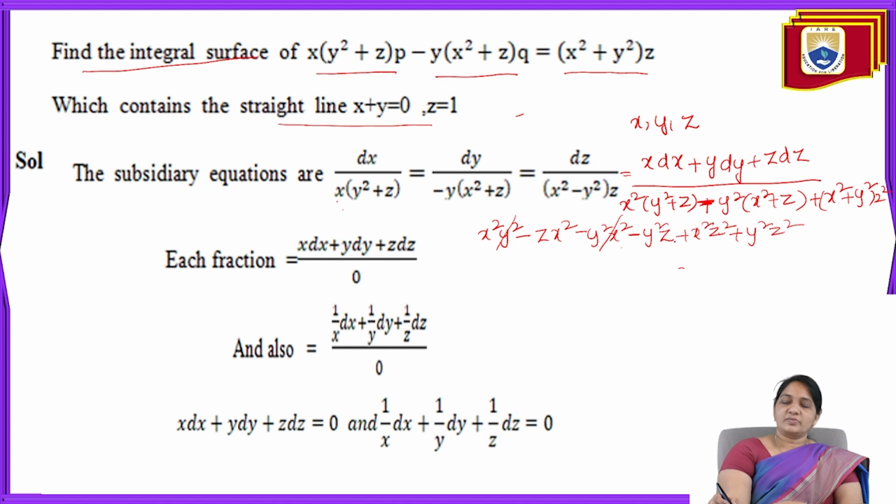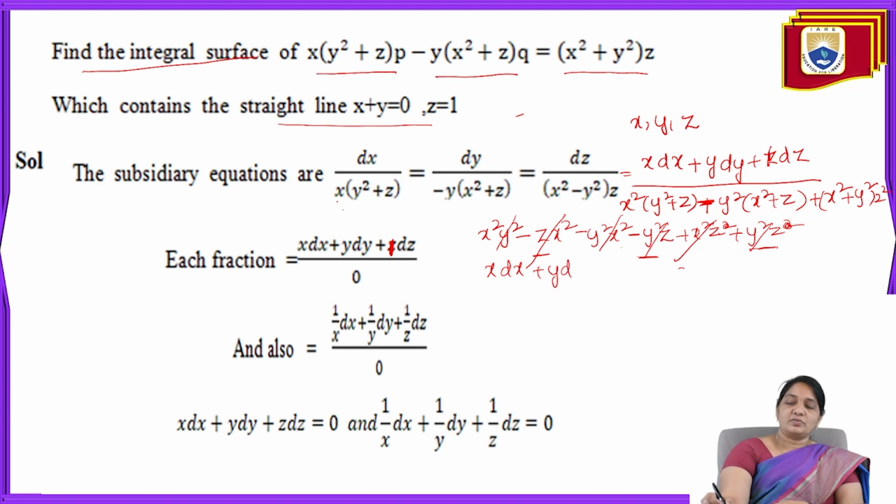So here x square z, here z x square is there. Here y square z, here y square z is there. So how we can get this value is 1, we have to take. Then here I will get x square z and y square z. So here x square z will be cancelled, and here y square z will be cancelled. Finally x dx plus y dy.